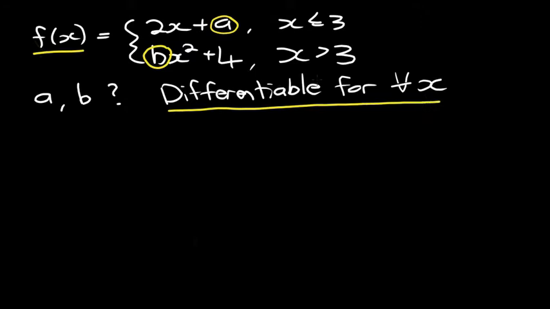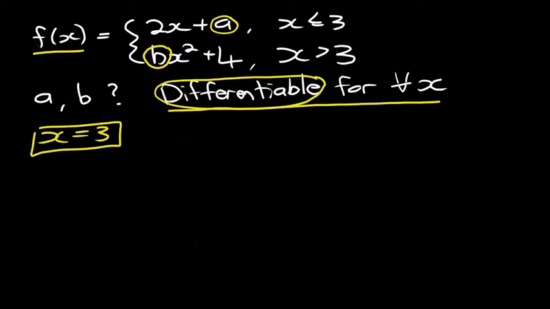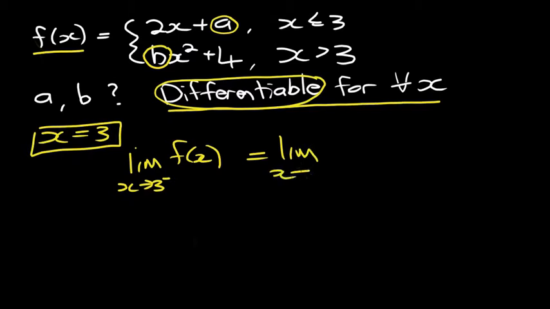Now, if a function is differentiable, we know that it is continuous at all points. So it will be differentiable and continuous at the point x equal to 3. So we'll start there. If it's continuous at 3, it means that the limit as x approaches 3 from the negative side of f(x) will be the same as the limit as x approaches 3 from the positive side.